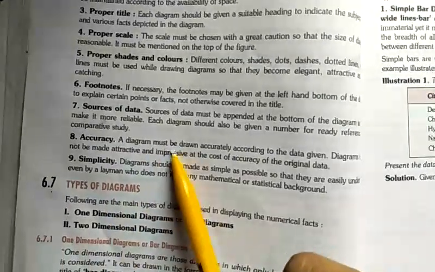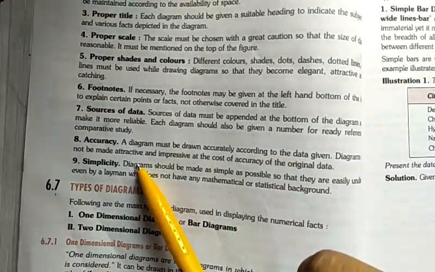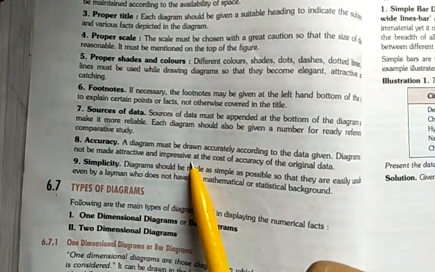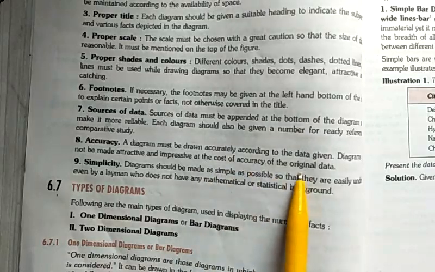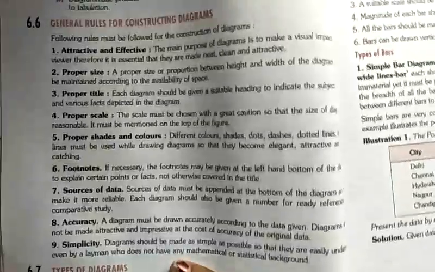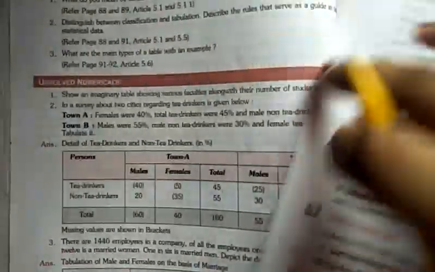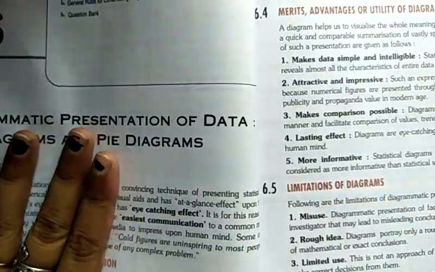Accuracy. A diagram must be drawn accurately according to the data given. A diagram may not be made attractive and impressive at the cost of accuracy of the original data. Simplicity must be there. Diagrams should be made as simple as possible so that they are easily understood even by a layman who does not have any mathematical or statistical background. Okay students, so these are the general rules. I hope the introduction and the meaning, merits, limitations are clear to you.